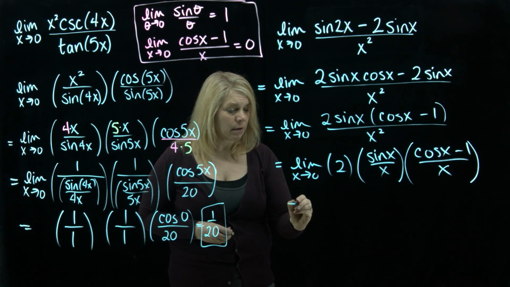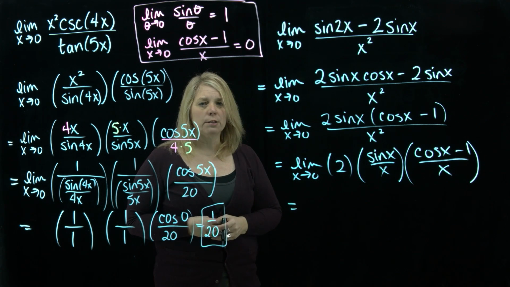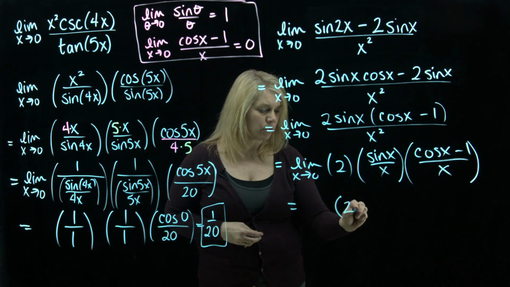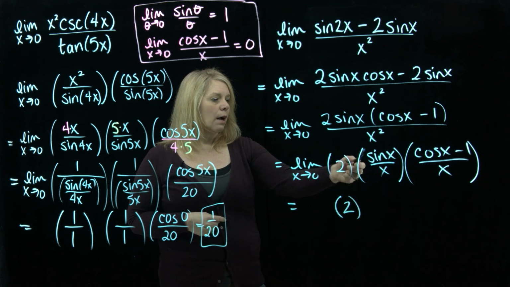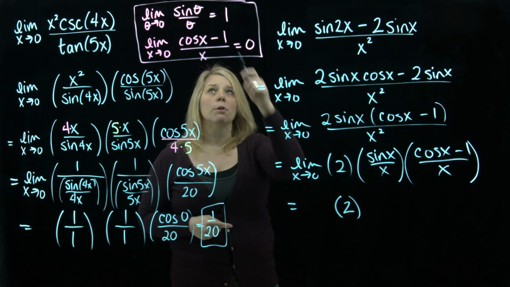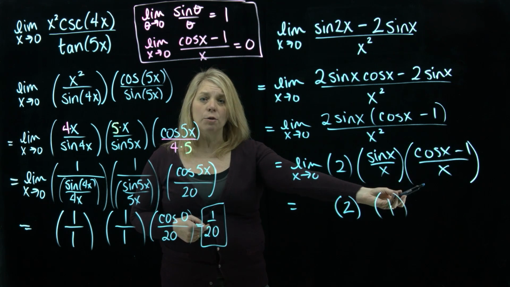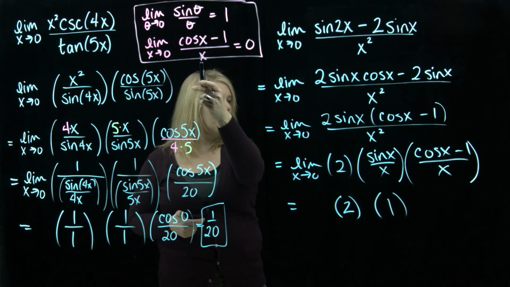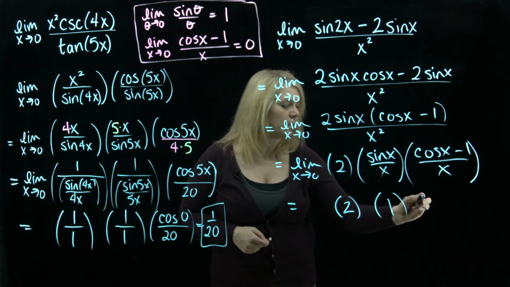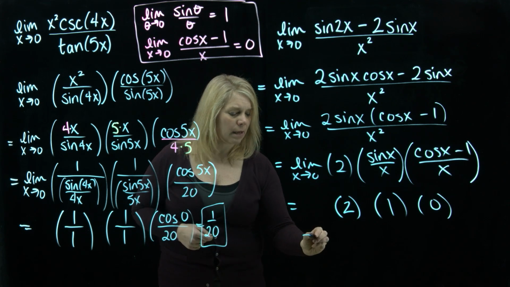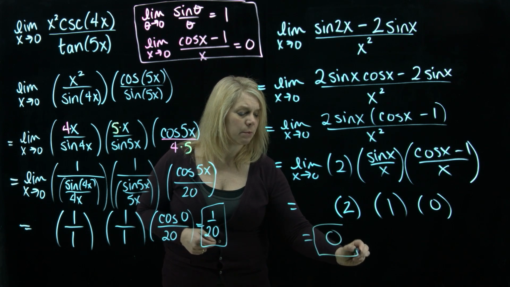All right, and so at this point now we're ready to use those special limits and finish this problem here. So 2 is just 2, constant. The sine of x over x as x approaches 0, that's one of those special limits. That one's 1. And this is the new one that we just worked on, and we showed that that limit is 0. So 2 times 1 times 0, our overall answer for this problem then is going to be 0.